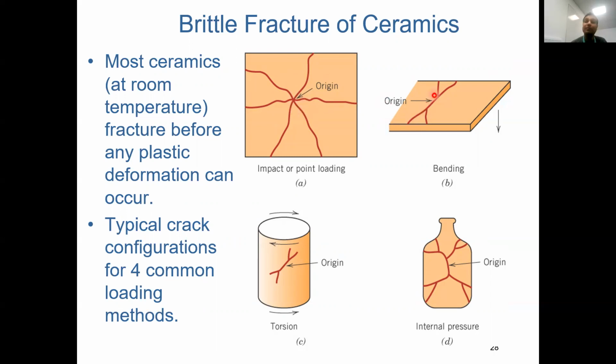If the failure is because of bending, the crack in the ceramic will look like this. If it's in torsion, the crack will look similar to bending. If it's because of internal failure, that's how the crack will look. So you can see the curves.